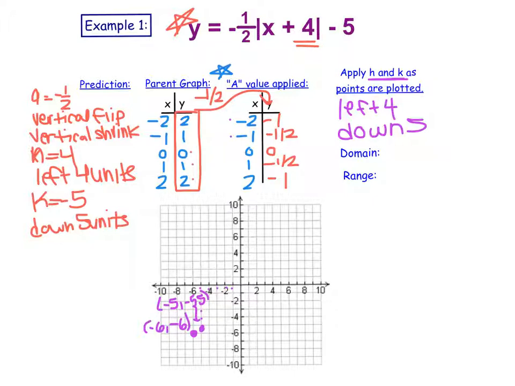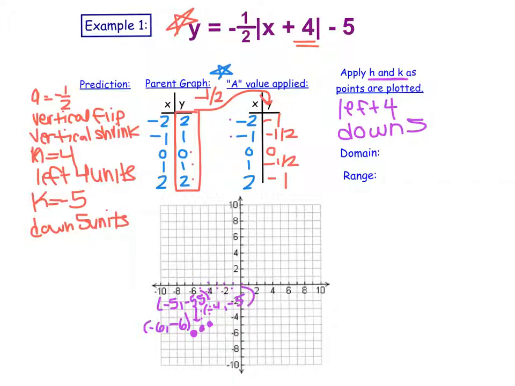Then from here we're going to 0, 0. Then we go left 1, 2, 3, 4, down 1, 2, 3, 4, 5. So here we're at the point x is -4, y is -5.